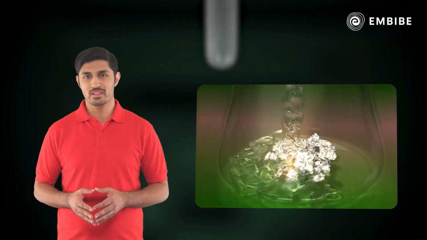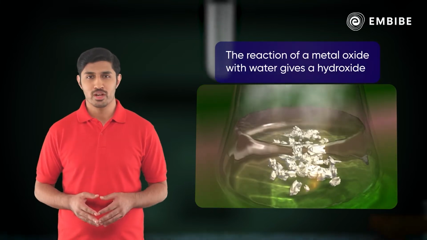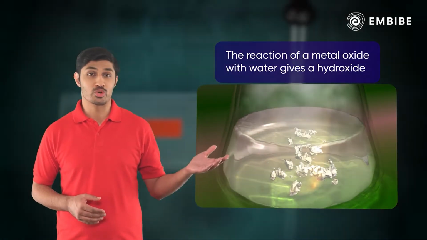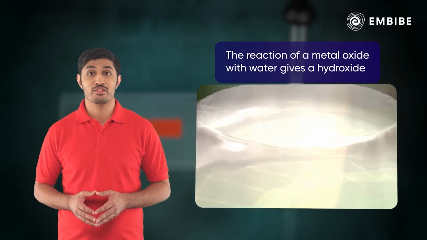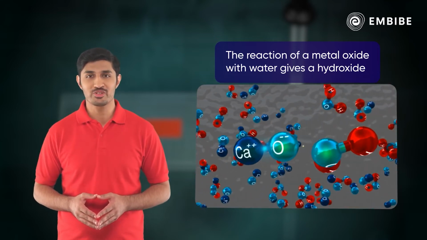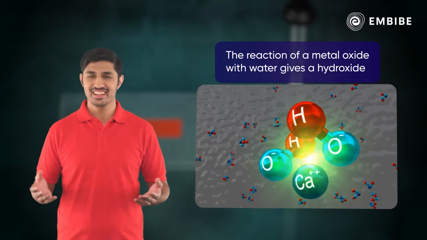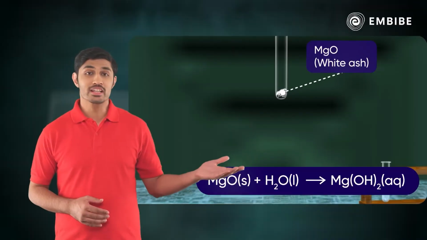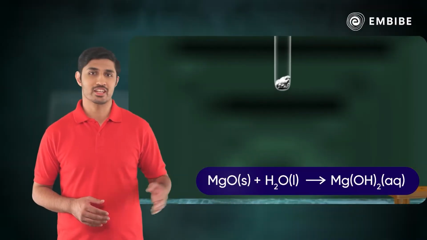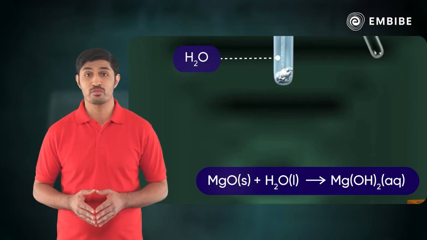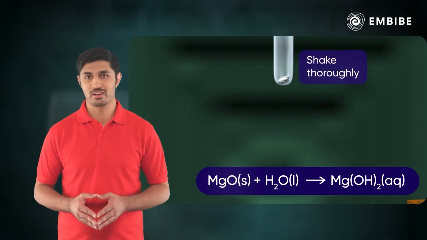Do you ever wonder what products are formed when a simple metal oxide reacts with water? The formation of bases like hydroxides takes place. Let's explore. Take the white ash of magnesium oxide in a test tube. Add a few drops of water to it and shake it thoroughly.